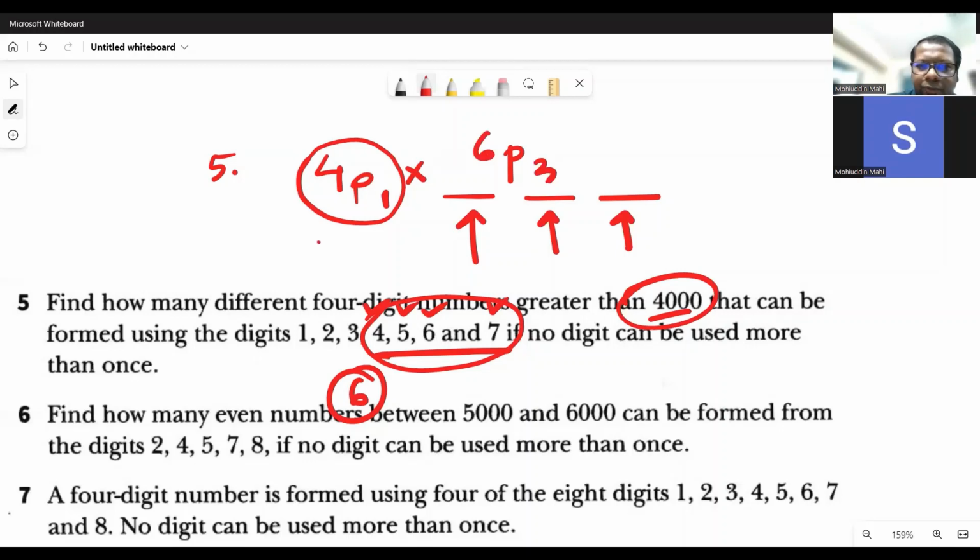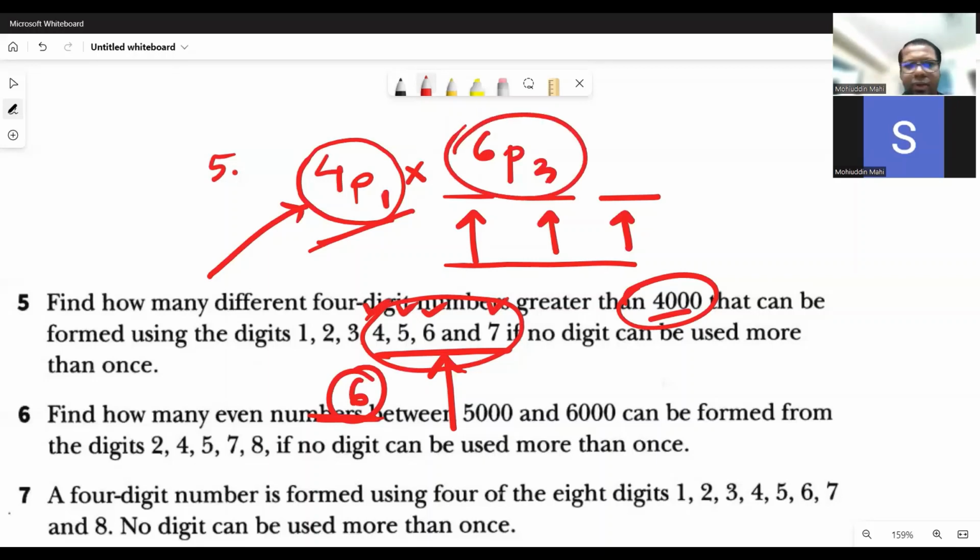So the first digit has to be 4 or greater than 4. So we can pick one digit from 4 digits, that are 4, 5, 6, 7. And we are left with 3 positions, and we have 6 digits available because within the 7 digits, we have already used one digit here. So we are left with 6 digits, and we can pick 3. In how many ways can we do it? We can do it in 6P3 ways.